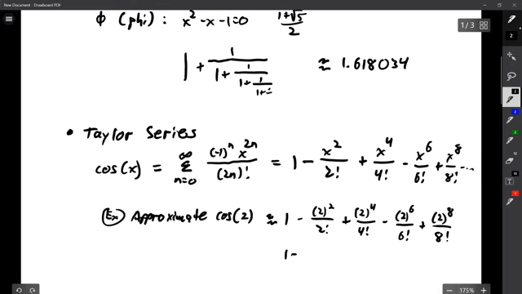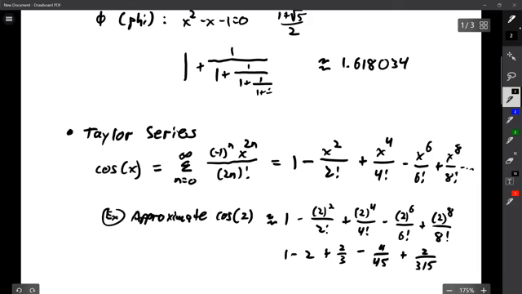So that's going to be 1 minus, well, 4 over 2 factorial is 2, so 4 over 2 is 2, plus 2 to the 4th is 16, and 4 factorial, 4 times 3 times 2 is 24, so 2 to the 4th over 24 is 2/3, minus 2 to the 6th is 64 over 6 factorial, and that gives me a total for that chunk of minus 4/45. And we get plus 2 to the 8th over 8 factorial.